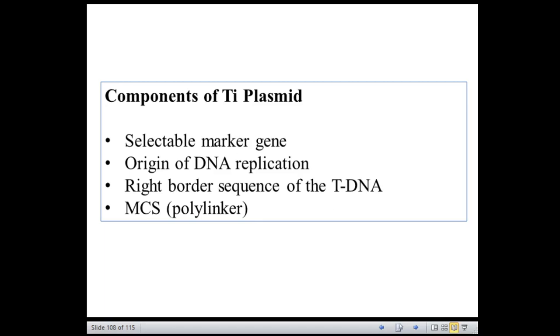Because these cloning vectors lack the virulence genes, they cannot by themselves effect the transfer and integration of the T-DNA region into the recipient plant cells. So they are not capable enough to transfer and integrate into the recipient plant cell. So two different approaches have been used to meet these ends.